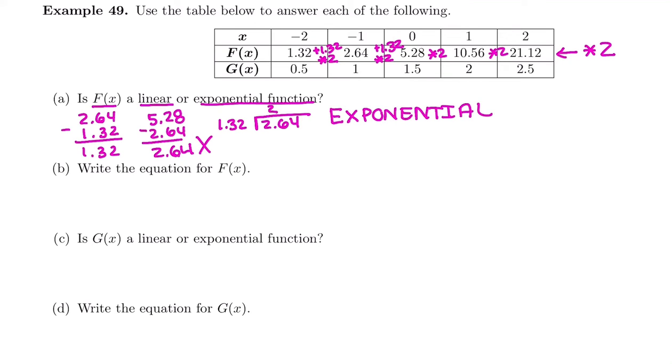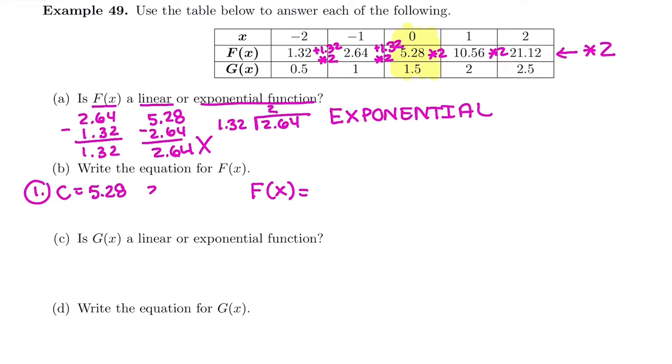So we want to write this function out for capital F of x equals, well, we have 3 steps to writing an exponential function. First of all, what is c? What is the initial amount? So what's the y value when x is 0? For f of x, the y value when x is 0 is 5.28.